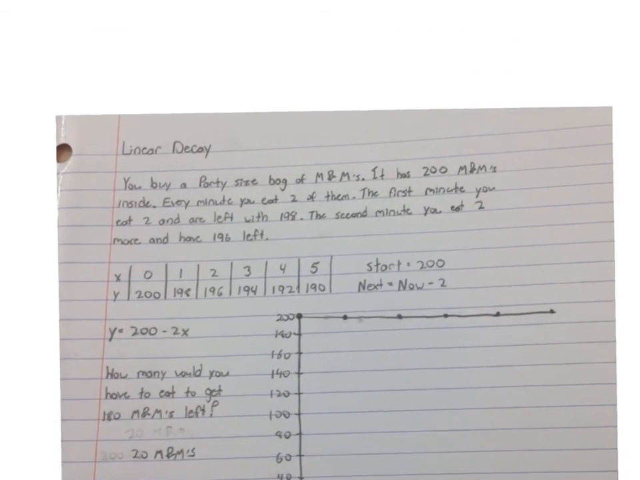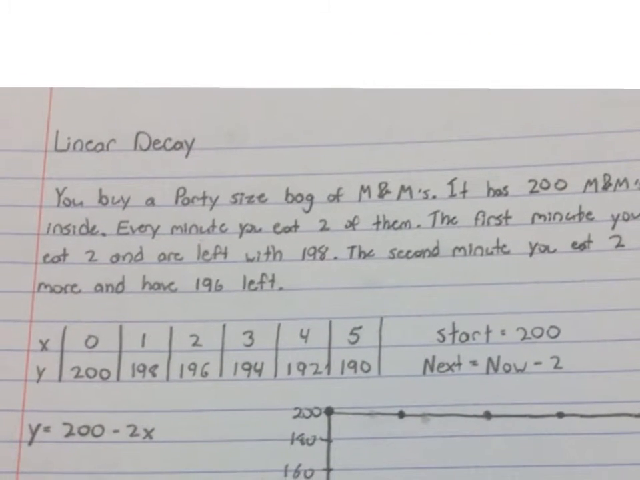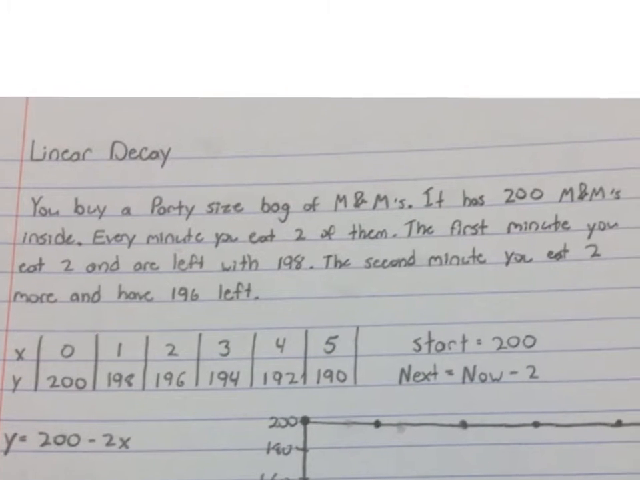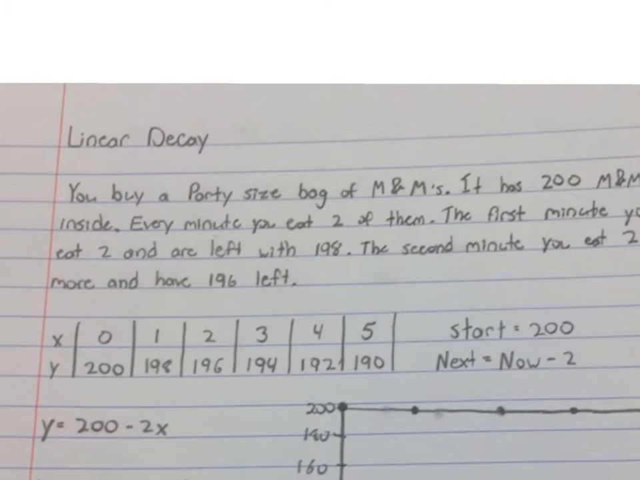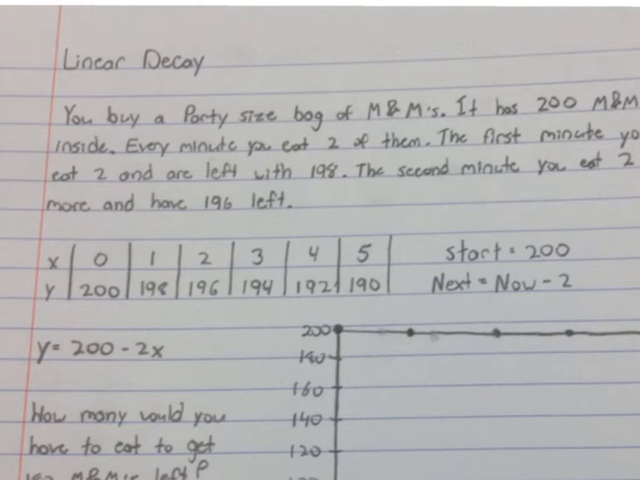This is my linear decay problem. You buy a party-sized bag of M&Ms. It has 200 M&Ms inside. Every minute you eat 2 of them. The first minute you eat 2 and are left with 198. The second minute you eat 2 more and have 196 left.